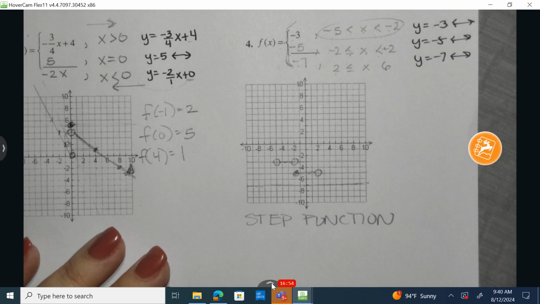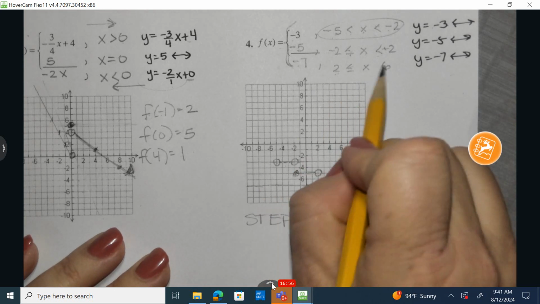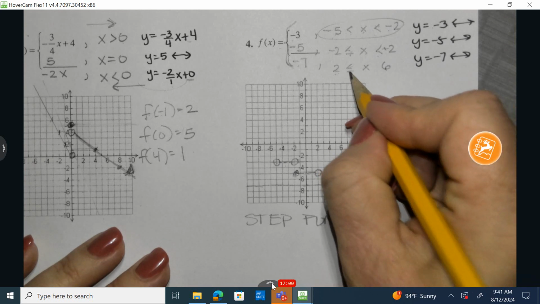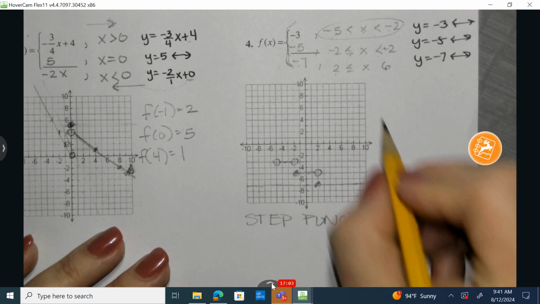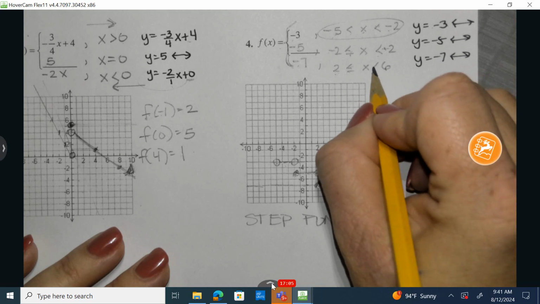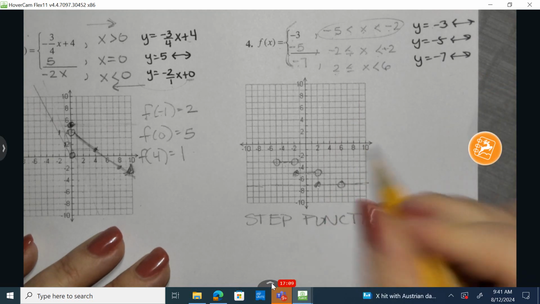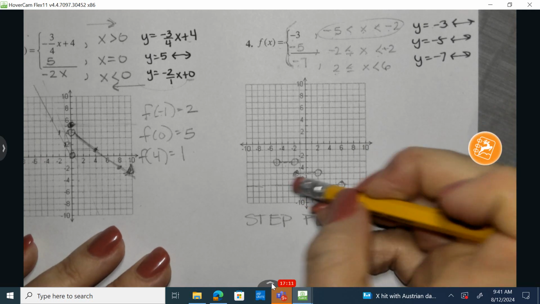y equals -7 will only be graphed from 2 to 6. So I find 2 on the x-axis. Notice there's a line underneath, which means I'm going to have a closed dot. I find 6. And there's no line underneath, so an open circle, and I shade in between.